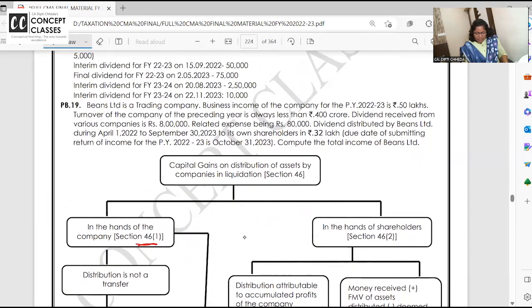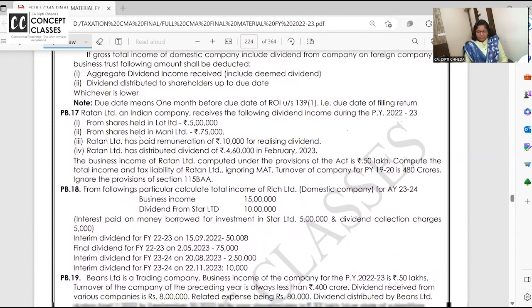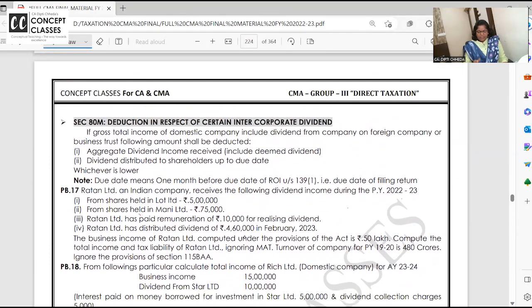I hope with this flowchart, everything is clear. See, deemed dividend was a separate topic, but why I have taken it with liquidation, there is a straight impact, no? Look at this, read this. Section 80M is there on screen. Just read it and tell me if it is clear or not for all of you.